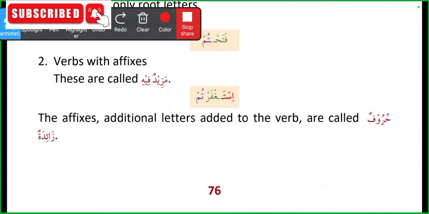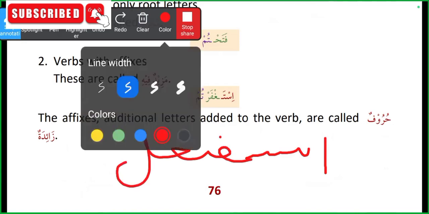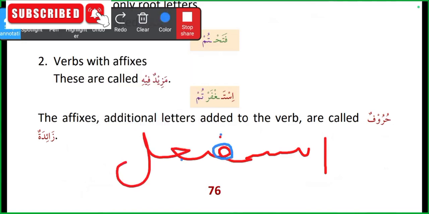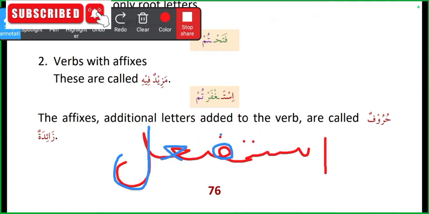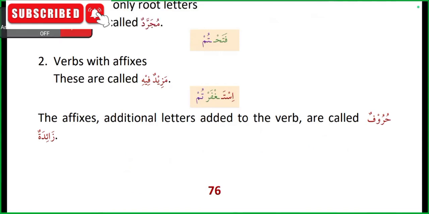Let's take another example. Istaf'ala. Here, of course, we have fa, ain, and lam, which are the huruf asliya, and hamza, sin, and ta are huruf za'idah. Istaf'ala, for example, istakhraja, right? So hamza, sin, and ta are huruf za'idah. Now, in this case, this hamza is not hamzatul qata, this is hamzatul wasl. Inshallah, we will go into details afterwards.